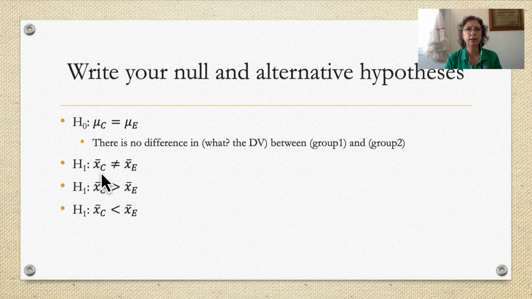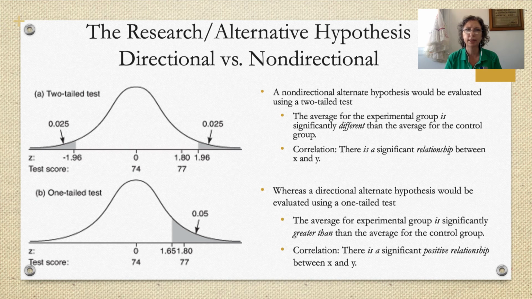We have that the control group will not be the same as the experimental group. We have the control group will be greater than the experimental group. And we have the control group will be less than the experimental group. Any of these would be viable alternative hypotheses because none of them say that they're equal, right? But which one is correct for the hypotheses that we're testing? This comes down to looking at a directional versus a non-directional hypothesis. And what do I mean by that?